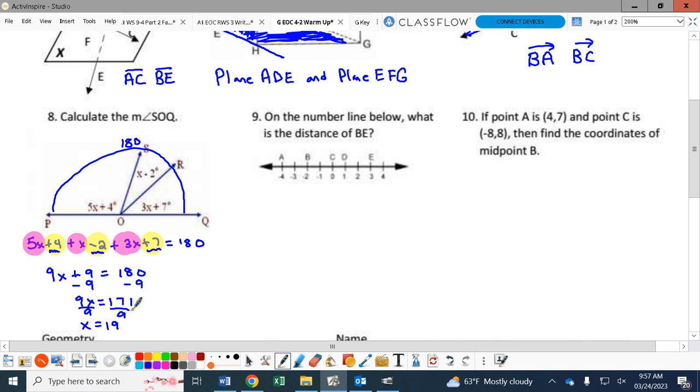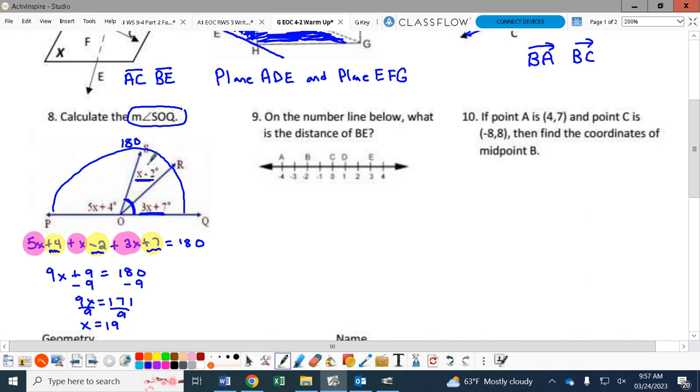No. They want you to find angle SOQ. SOQ is this entire angle right here. So not only do you have to plug it in, you have to plug it into both of these and then do what with those amounts? Yep, you got to put them together.